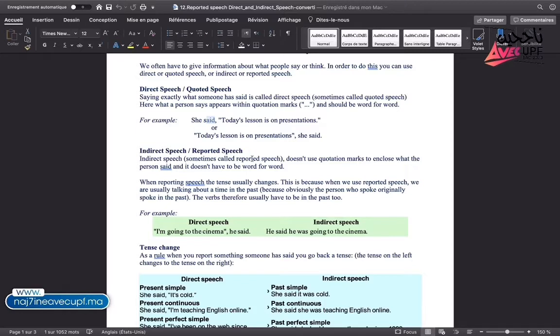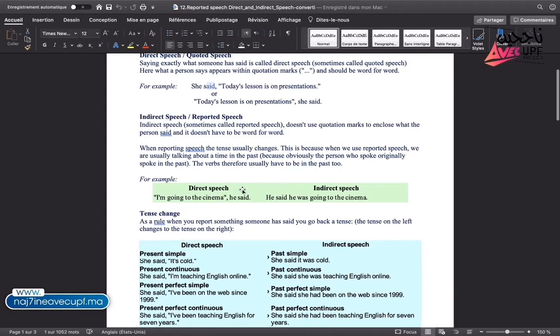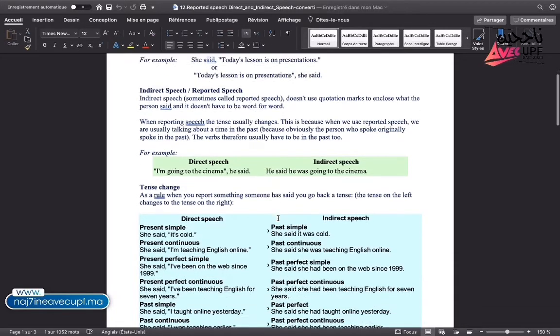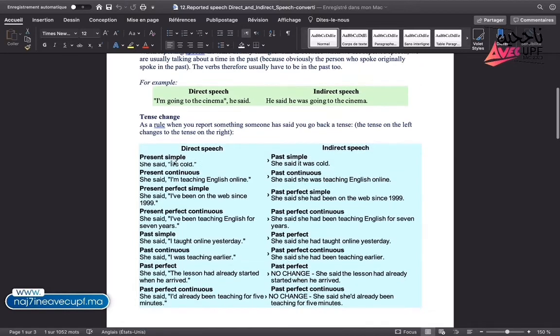Indirect speech, also called reported speech, doesn't use quotation marks. We don't use quotation marks to enclose what the person said, and it doesn't have to be word for word. For example, direct speech: I am going to the cinema, he said. Indirect speech: he said he was going to the cinema. Tense change: as a rule, when you report something someone has said, you go back a tense. The tense on the left changes to the tense on the right.